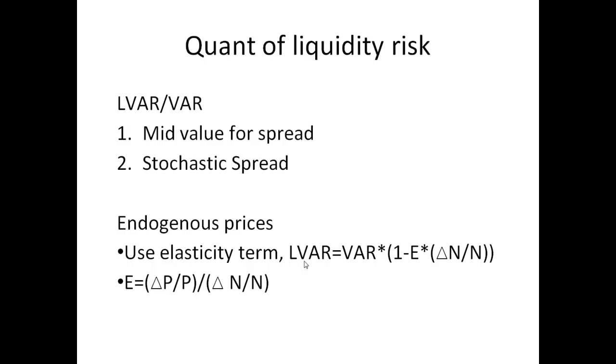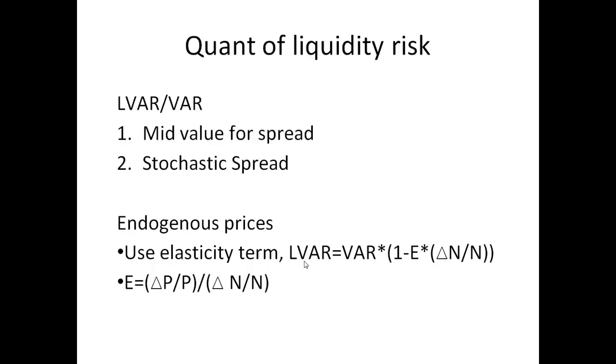Now liquidity risk is, as I told you, the most important part, and the most challenging part here is quantifying that liquidity risk. So we have the bid-ask spread. One aspect is to calculate the mid value of the bid-ask spread, and the higher the spread, the higher the risk would be, and include that in our liquidity adjusted VAR. Then we have something called the stochastic spread, which we can calculate.